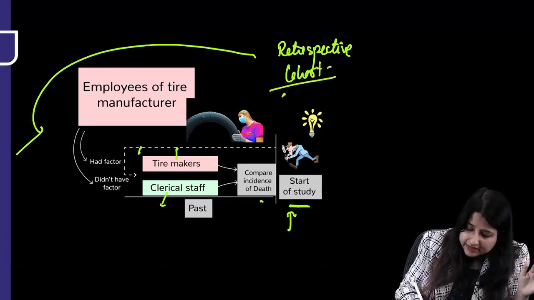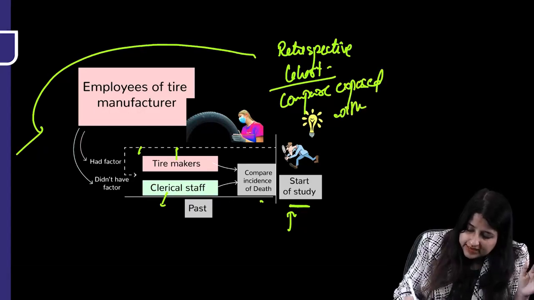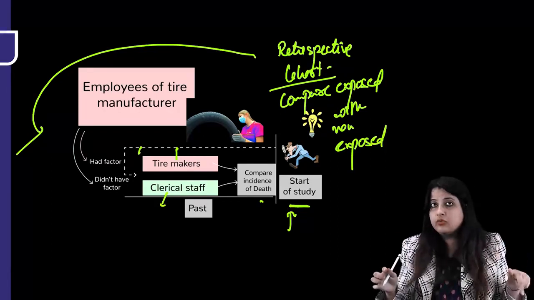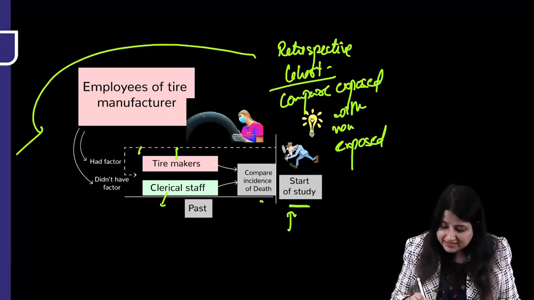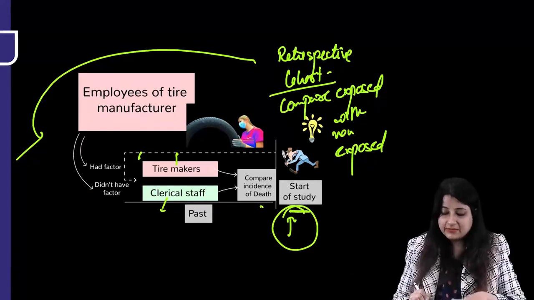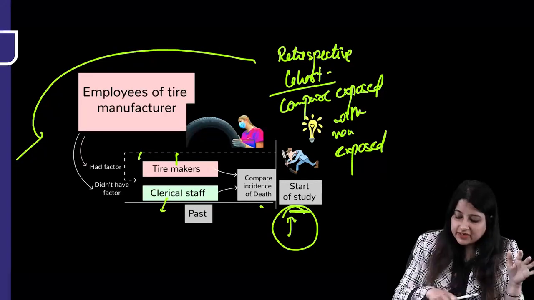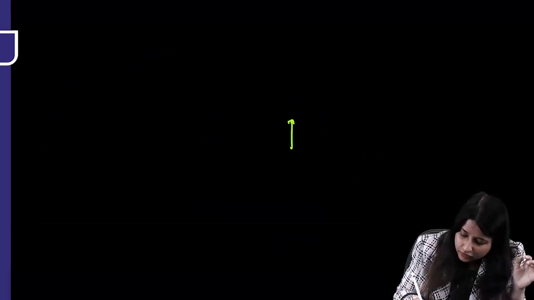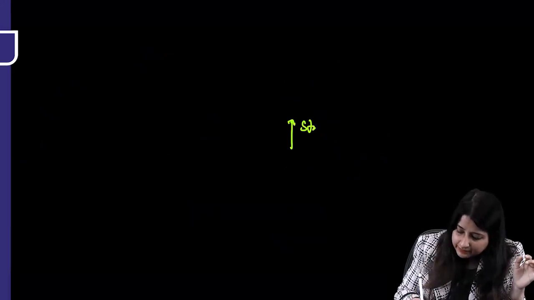In a retrospective cohort also, what are we doing? We compare exposed with non-exposed. But what did we do? We saved time and money by starting at the present time. So let me just draw another figure for you and show you. Okay, so you start at present time.